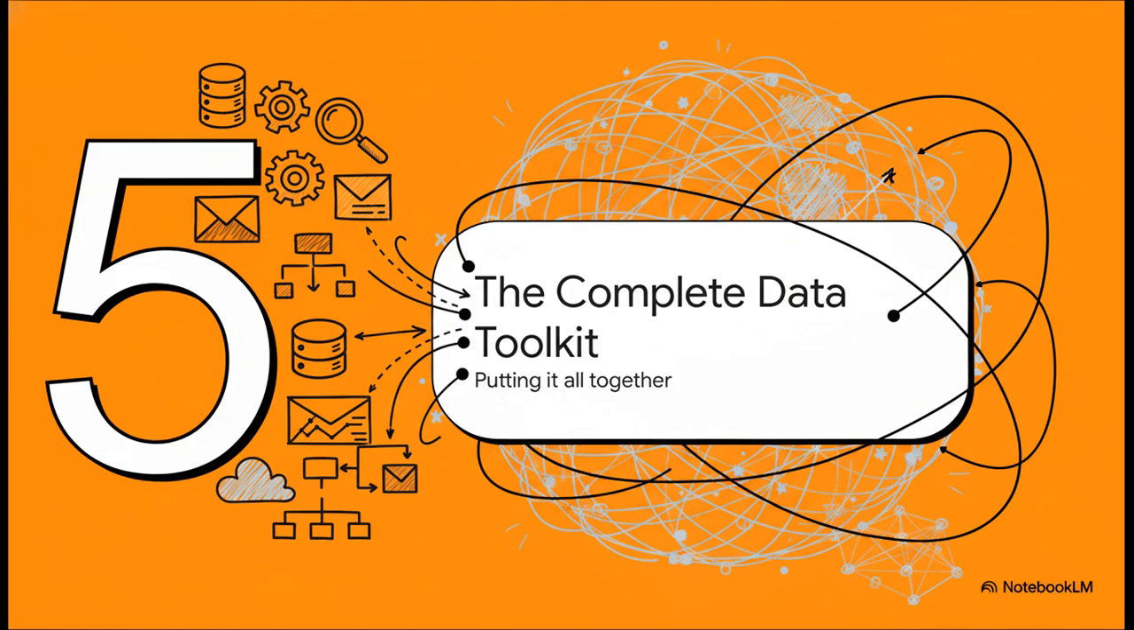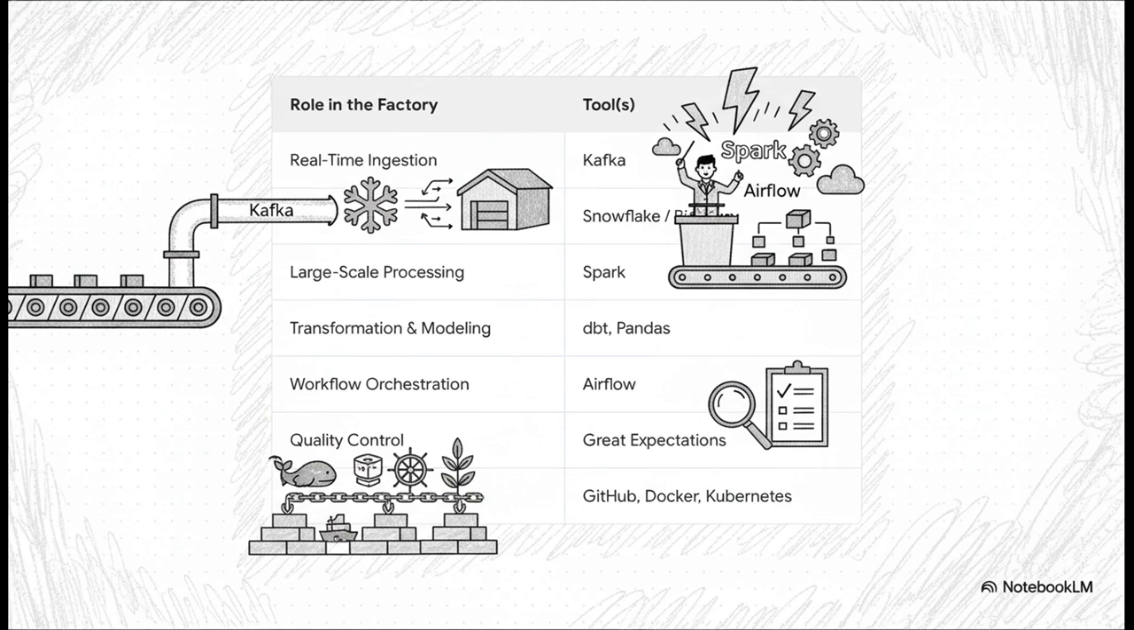We've seen how all these individual tools and processes don't just work alone, but they come together to form this one, cohesive, and incredibly powerful system. So here it is, the complete map of our modern data factory. You've got Kafka as the conveyor belt, Snowflake as the warehouse, Spark and dbt working on the assembly line, and Airflow conducting the whole show. Each tool has a really clear and vital job in this whole process of turning raw data into something useful.